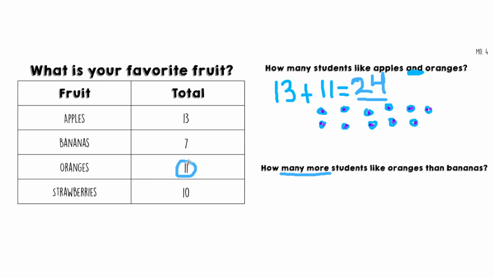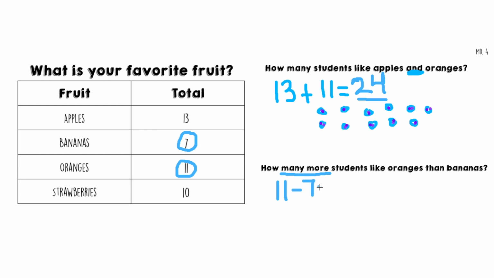How many more students like oranges than bananas? Okay, so I see that there are 11 students who like oranges, and then I see there are only 7 students who like bananas. So if I were to see how many more students like oranges than bananas, my strategy is that I'm going to subtract. So I have 11, and I am subtracting 7.